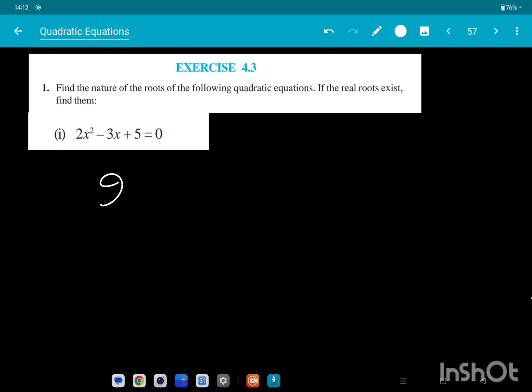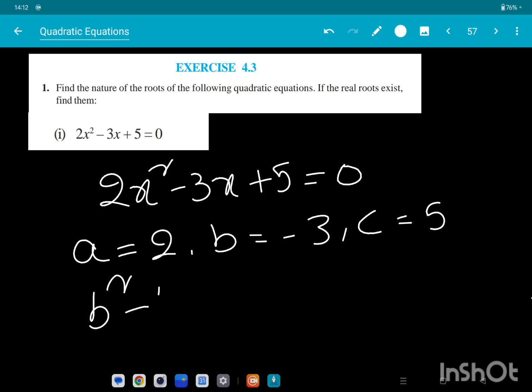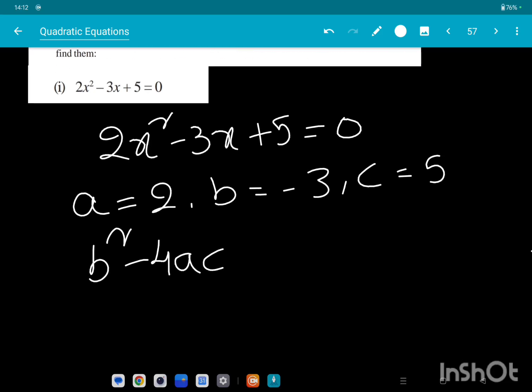So first I will write the equation: 2x square minus 3x plus 5 is equal to 0. Now I will write the values: a value is 2, b value is minus 3, and c value is 5. Now I am going to find the discriminant. What is the discriminant here? b square minus 4ac. We are going to find this value.